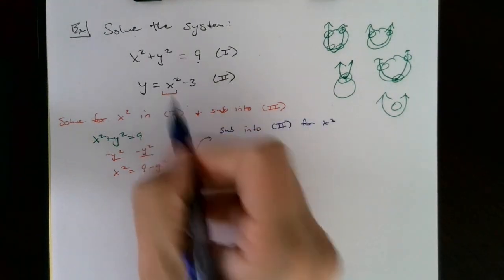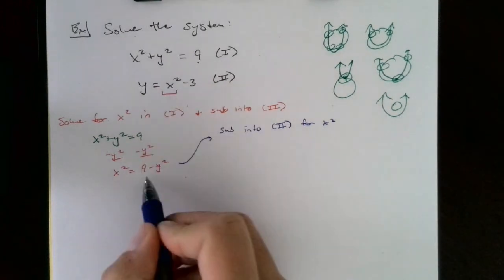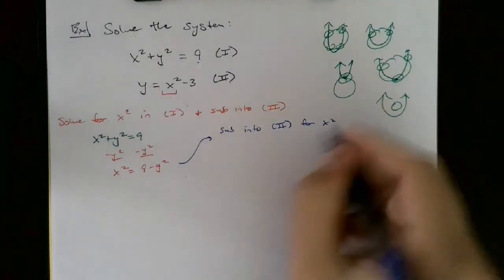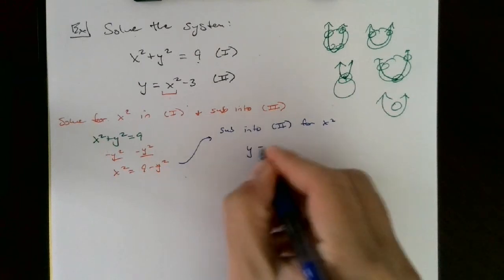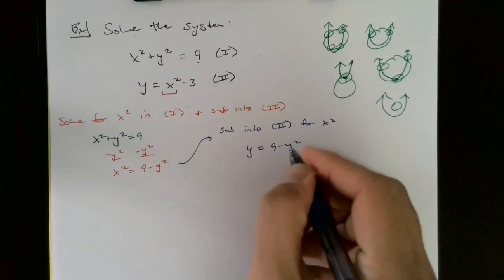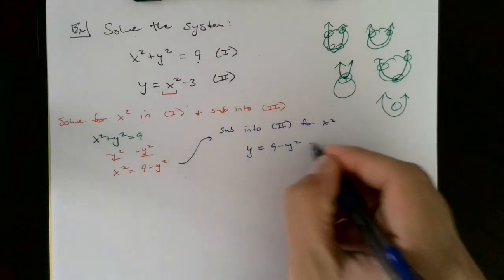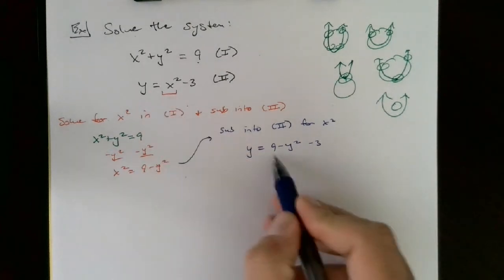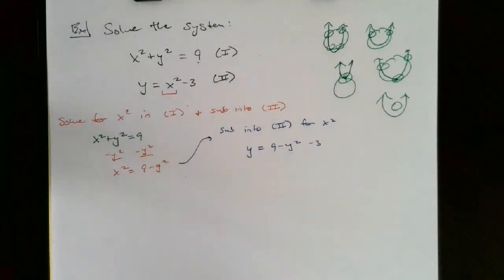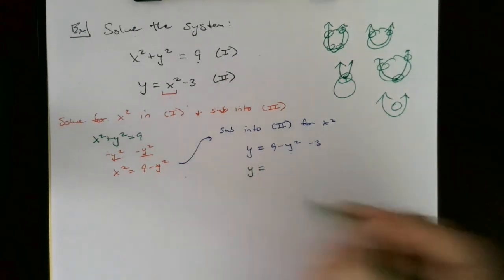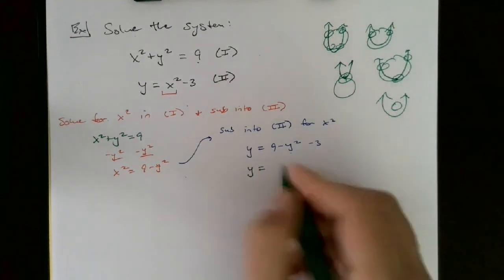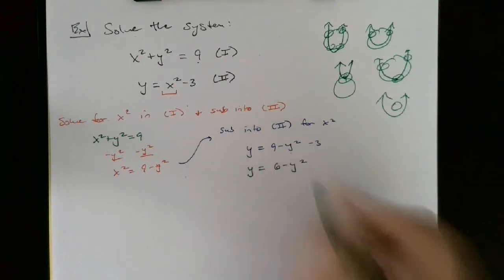I'm not subbing in for x, I'm subbing for x squared, so I replace the whole thing with just 9 minus y squared. So that gives me y equals 9 minus y squared, and then minus 3. So I just replaced the x squared with 9 minus y squared, because that's what it was equal to. So we're using substitution like we had before, but in a little bit different way. So this gives me y equals, the 9 minus 3 will just be 6 minus y squared.